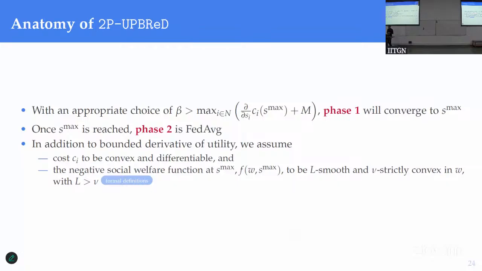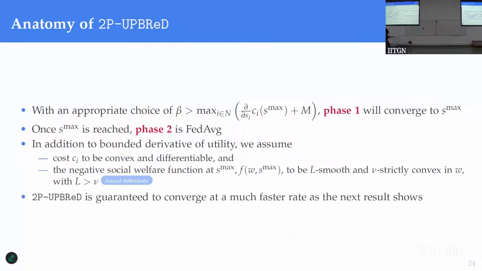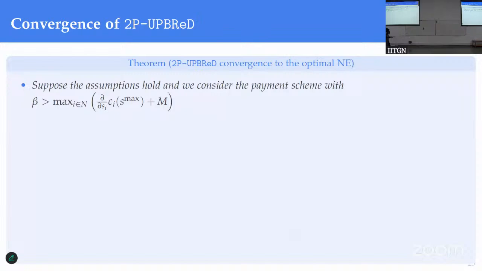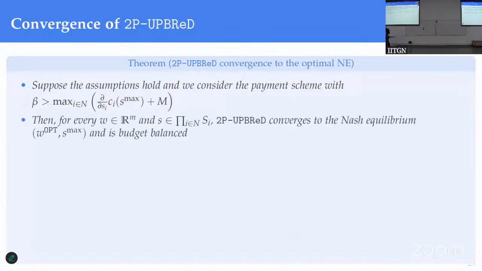Not so important for this talk, it is just assuming that the function has some smoothness and convexity properties. Once we have that, the result says that we consider the payment with beta at least larger than that parameter. Beta is in our control, so we can decide it to dictate the payment. Then your two-phase best response dynamics algorithm will converge to the desired Nash equilibrium, which is contributing the whole amount of data as well as converging to this W opt.